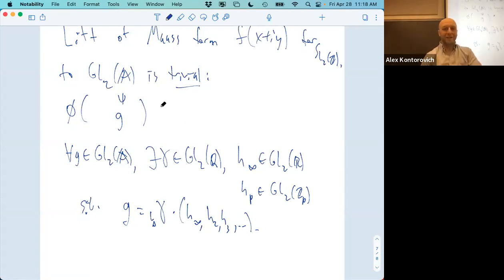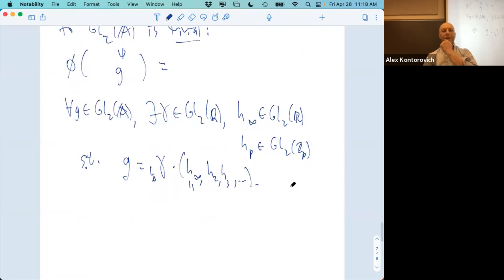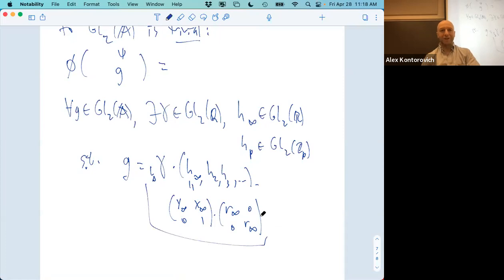Okay, so what's the lifting? You take this H infinity, an element in GL2R. I can write H infinity as some matrix with Y infinity, X infinity, 0, 1, times some R infinity, 0, 0. So there's a center in GL2R, and then I can make it upper triangular. And so phi of G, when you take such a representation, is just F of this X infinity plus i Y infinity. I can just forget everything else. If I'm on level one, I can forget everything else and just look at this one component.